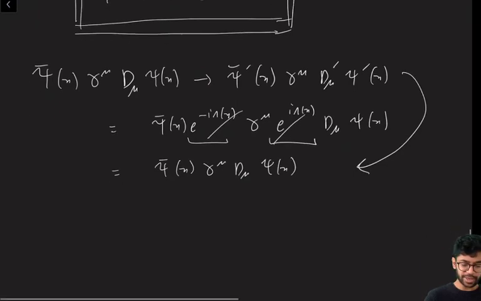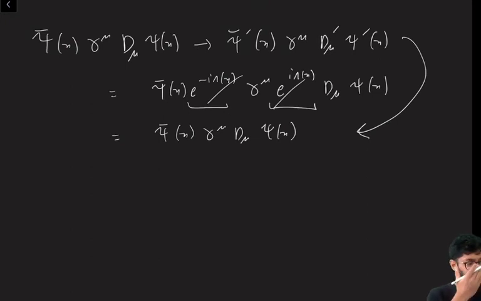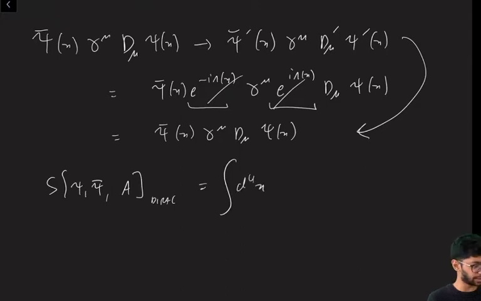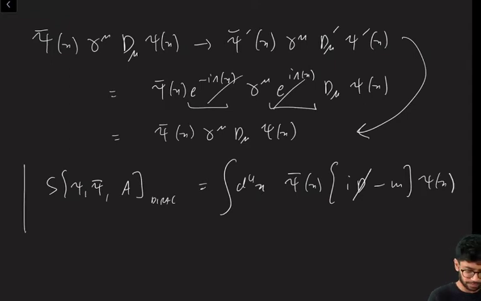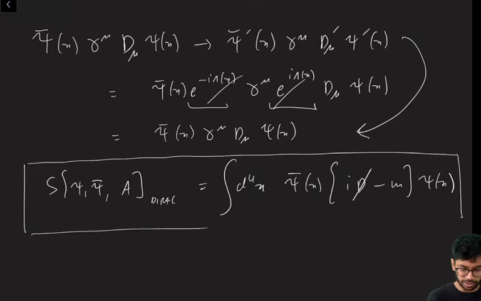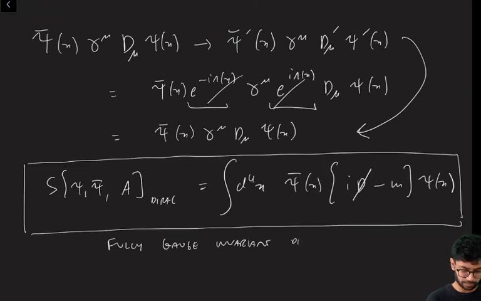Okay. So with this, we can now write down a fully gauge invariantized Dirac action. And that just takes the form integral d4x psi bar of x i D slash, where it's capital D slash now, minus m, psi of x. So this is a fully gauge covariant, or fully gauge invariant, version of the Dirac action.